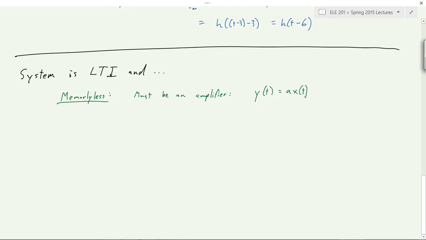So what does that mean? If that's your system, what's the impulse response? Remember, I said it can only do a convolution. So we should be able to look at an impulse response and say, oh, that's a memoryless system. What would the impulse response of this system be? A times the delta function. How did you know that?